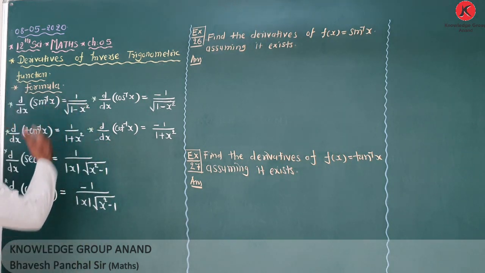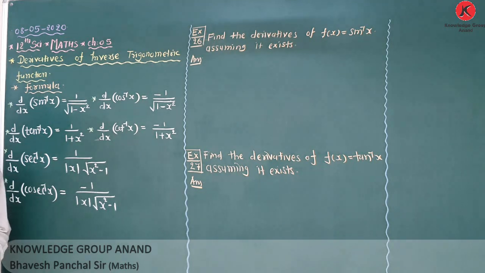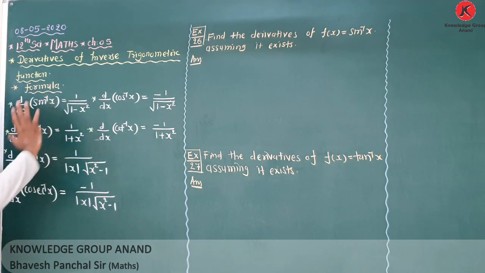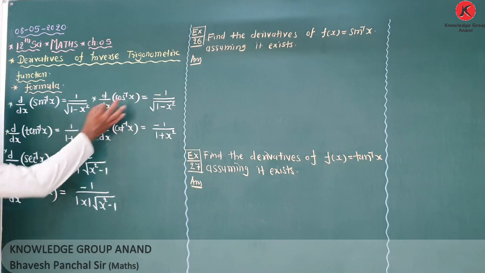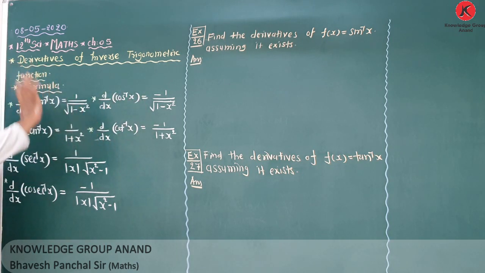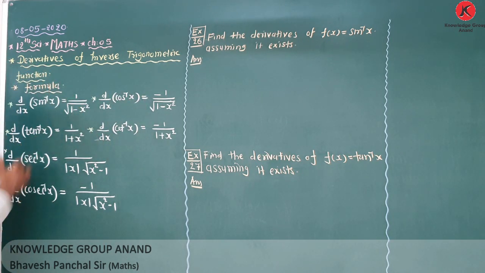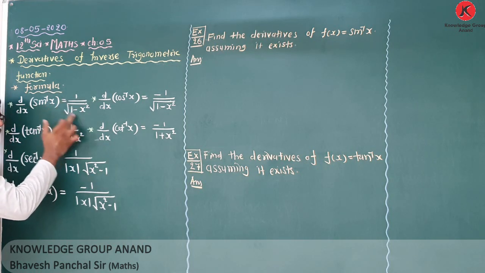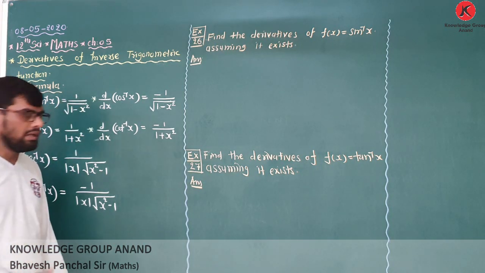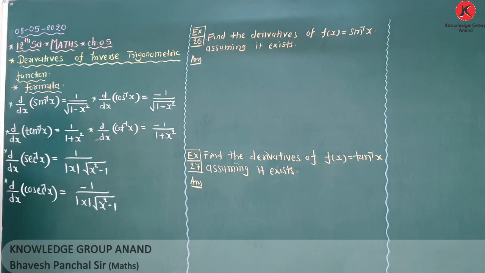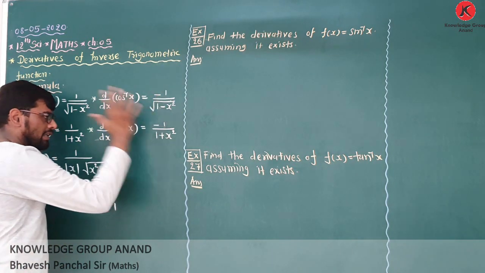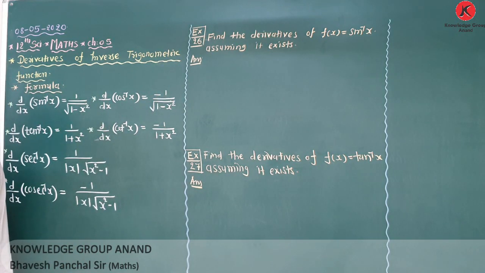तो यहाँ पे मैंने पहले सब फॉर्मूला लिखी हुई है. There are total 6 formulas. First formula is d upon dx of sin inverse x, and the formula is 1 upon under root 1 minus x square. Same formula for cos inverse, but only negative, means opposite. The derivative of cos inverse x is minus 1 upon under root 1 minus x square.